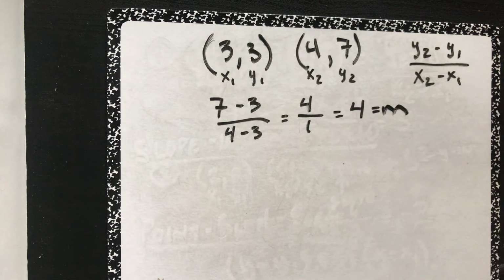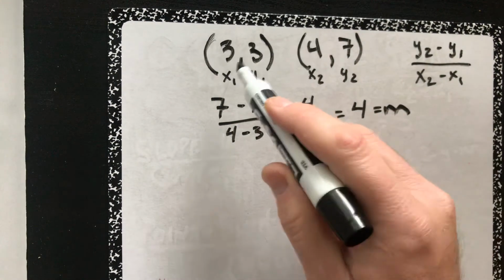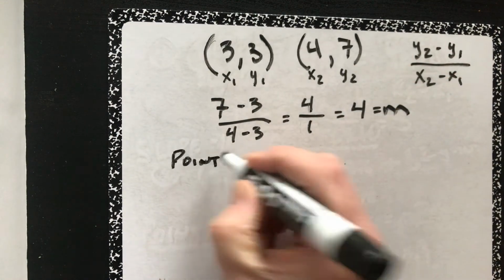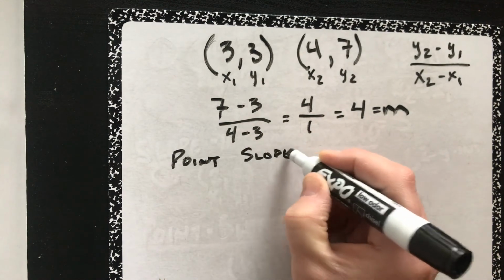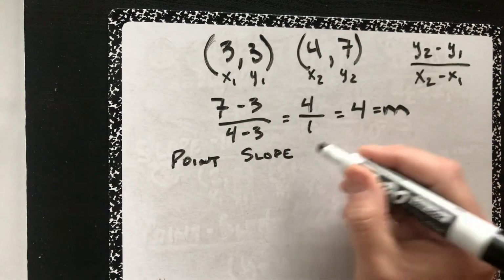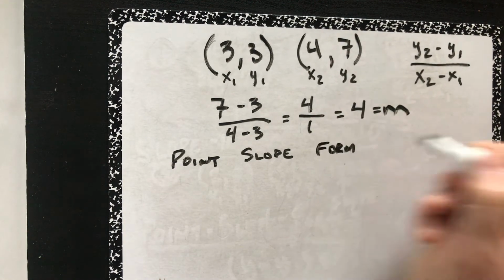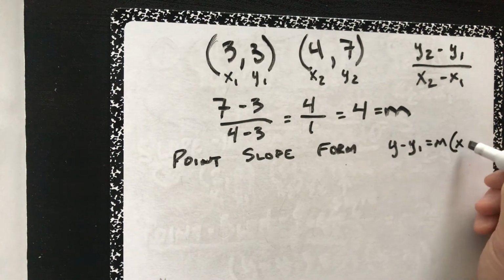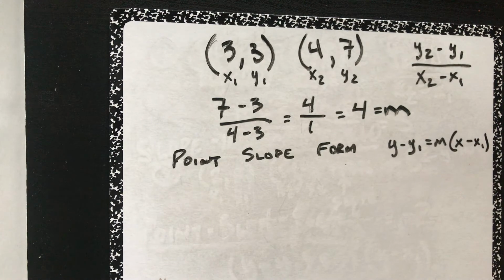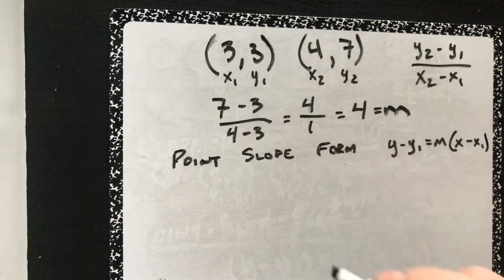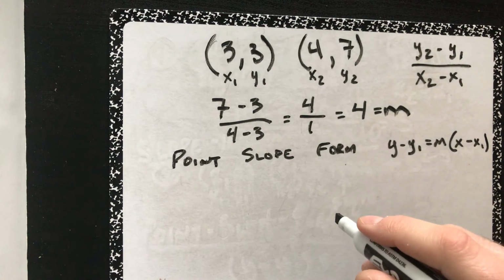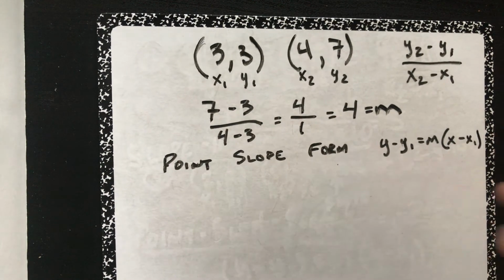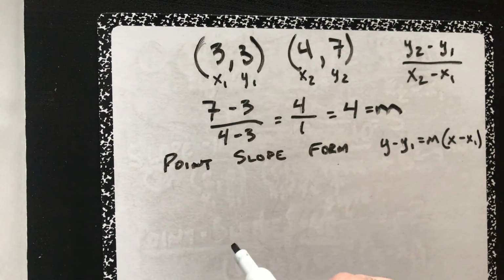Now, some students say, well, what point do I choose? Because I'm going to use point slope form. They gave me points and I have a slope. So we're going to use point slope form. And remember, that's y minus y sub 1 is equal to m, which is our slope, x minus x sub 1. I'm going to use the 3, 3. It looks nice, and that's the one I'm going to use. If I chose 4, 7, I will get the exact same answer. And you can test it if you want. I'm going to use 3, 3.